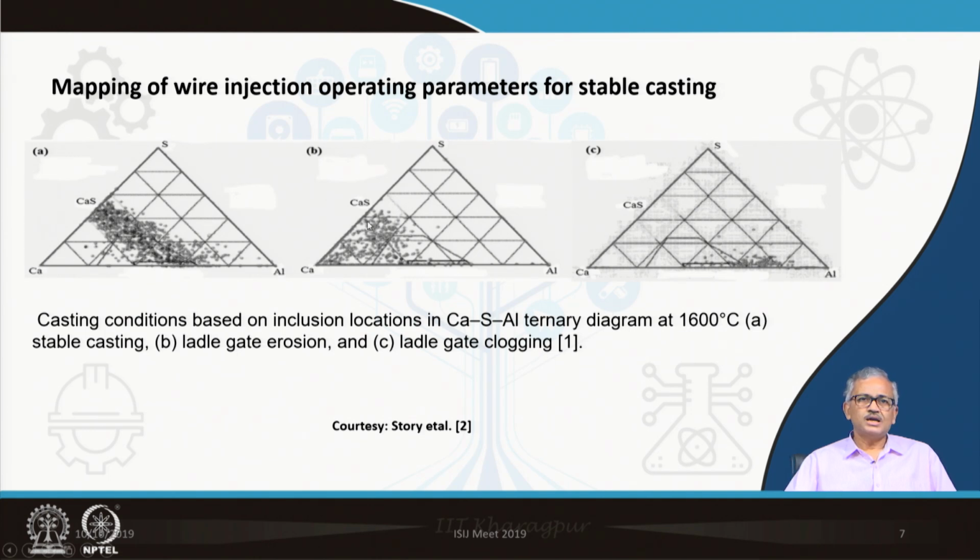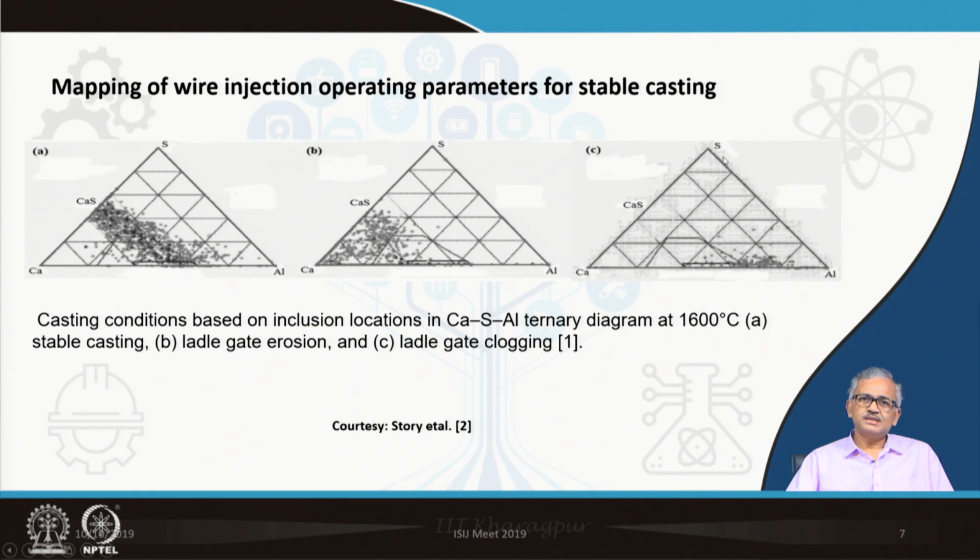If the composition lies across the calcium vertical, that is, if it is a calcium rich inclusion, then it can lead to ladle gate erosion, because if your calcium is high, then in most cases the ladle gate is made of alumina. So, alumina may dissolve because of higher calcium, and then you can have ladle gate erosion.